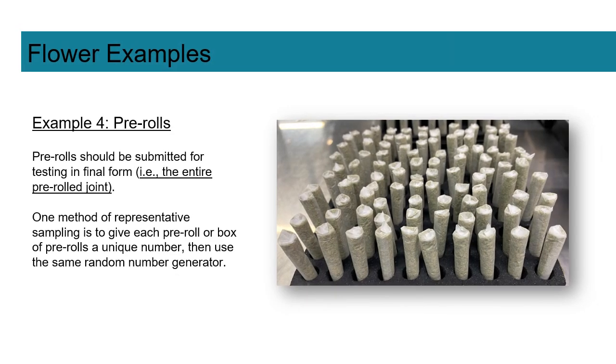Example 4, pre-rolls. Pre-rolls should be submitted for testing in their final form, meaning the entire pre-rolled joint should be submitted. One method of representative sampling is to give each pre-roll or box of pre-rolls a unique number, then use the same random number generator as described earlier.